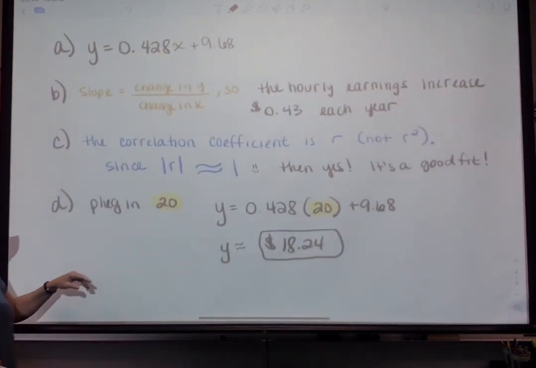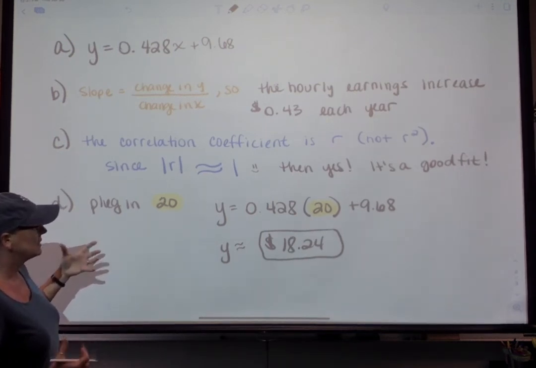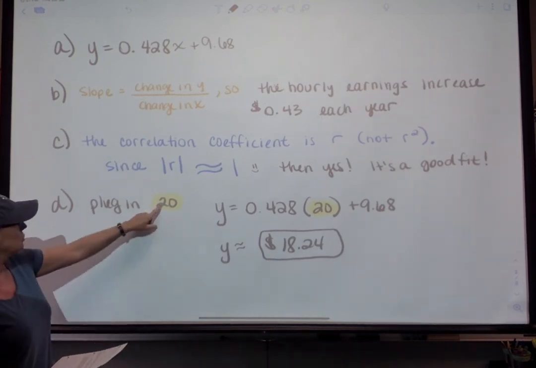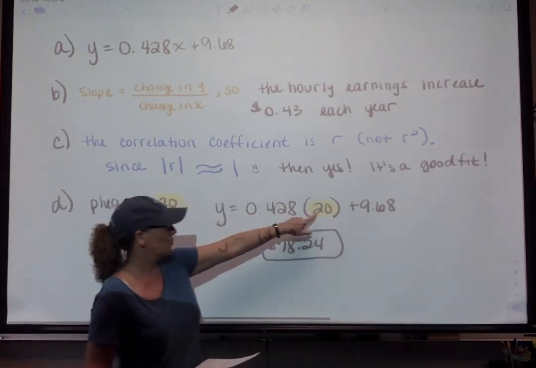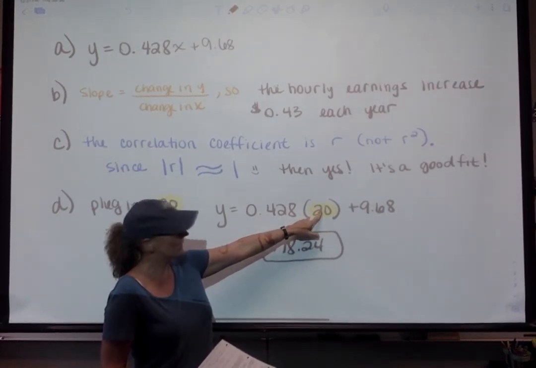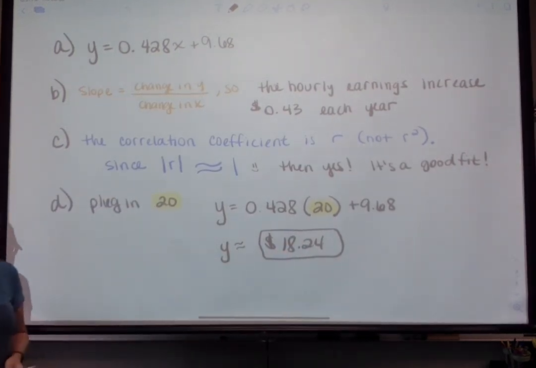And part D says, predict what the hourly earnings are going to be in, when was it? The year 2010. So in the year 2010, remember I don't want to plug in 2010 here. I want to plug in how many years it has been since 1990. So that's what I plug in, and I get approximately $18.24.